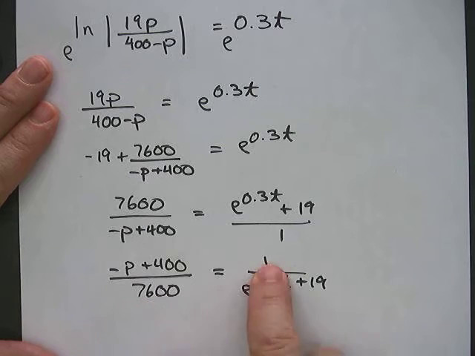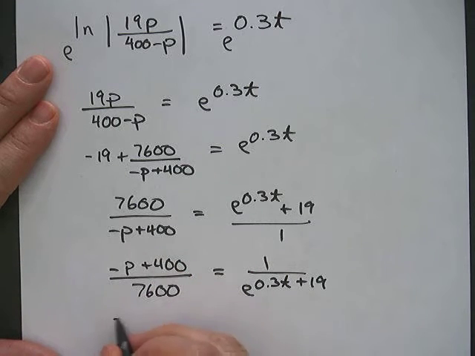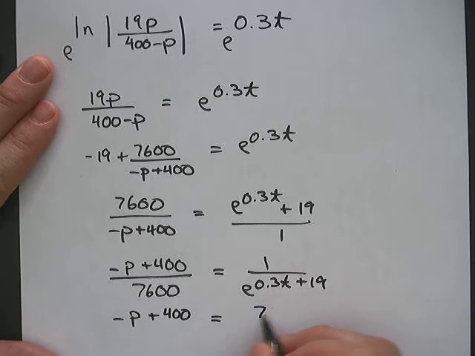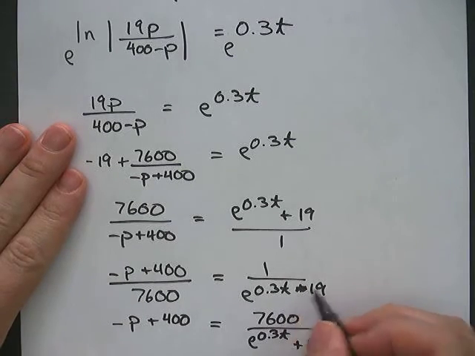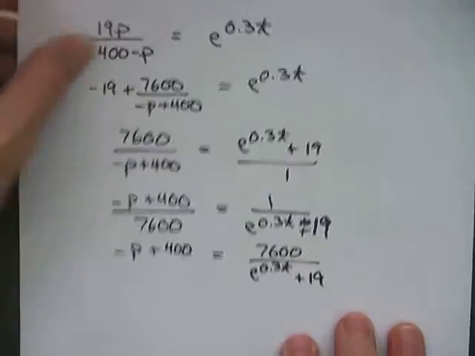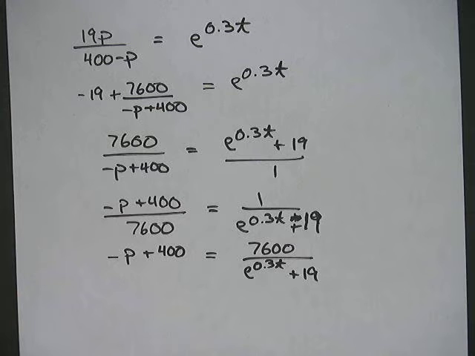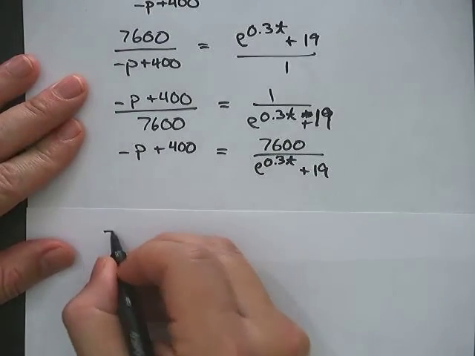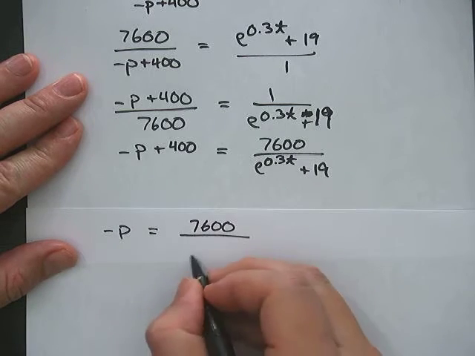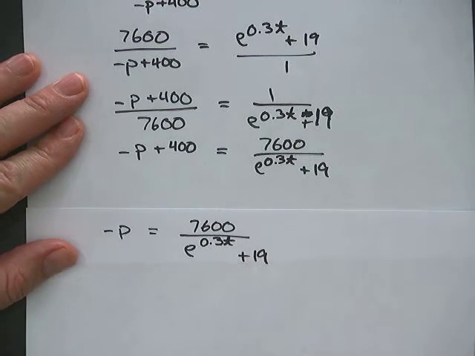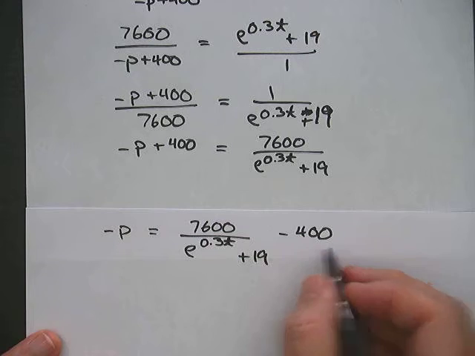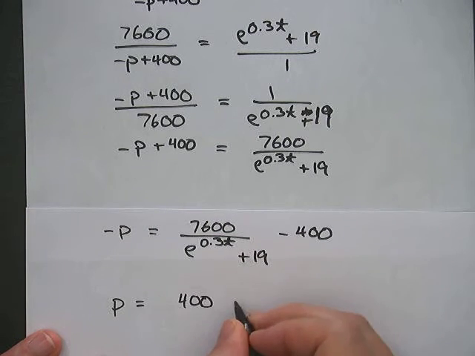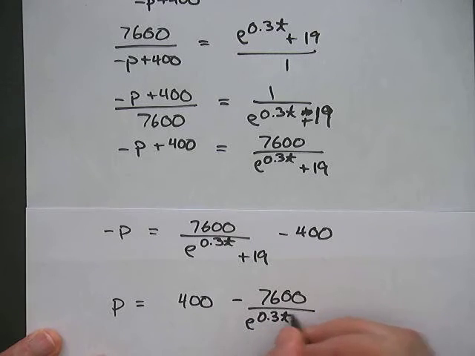I'm getting close. I need to multiply by the 7600 and then subtract the 400. So negative p plus 400 is equal to 7600 divided by e to the 0.3t plus 19. Remember, the plus 19 is not in the exponent. I may make it look like that occasionally, but it's not. Now we move the 400 over by subtraction. So negative p is equal to 7600 over e to the 0.3t plus 19, and then minus 400. Then we change that to a positive sign and change all the other signs. So p is equal to 400 minus 7600 over e to the 0.3t plus 19.